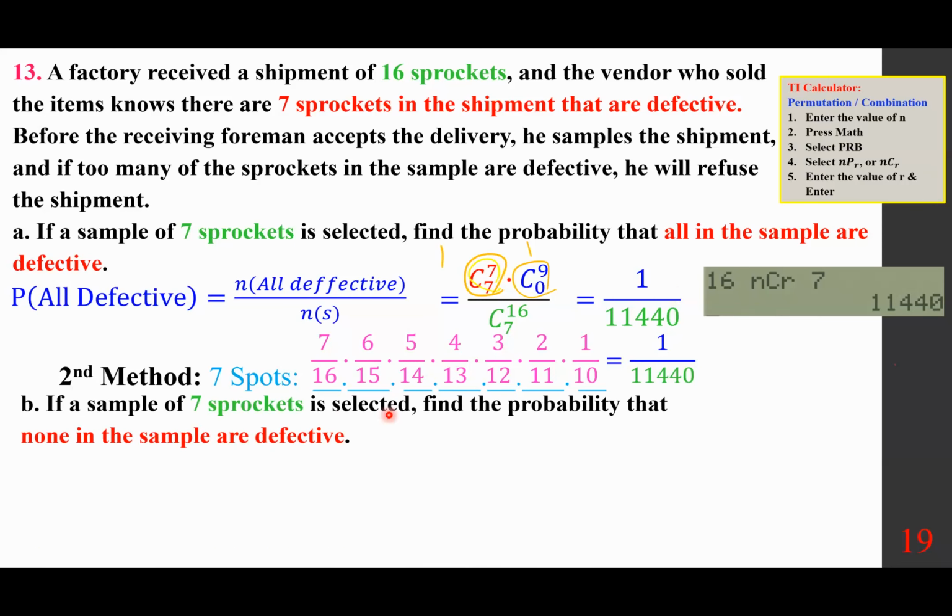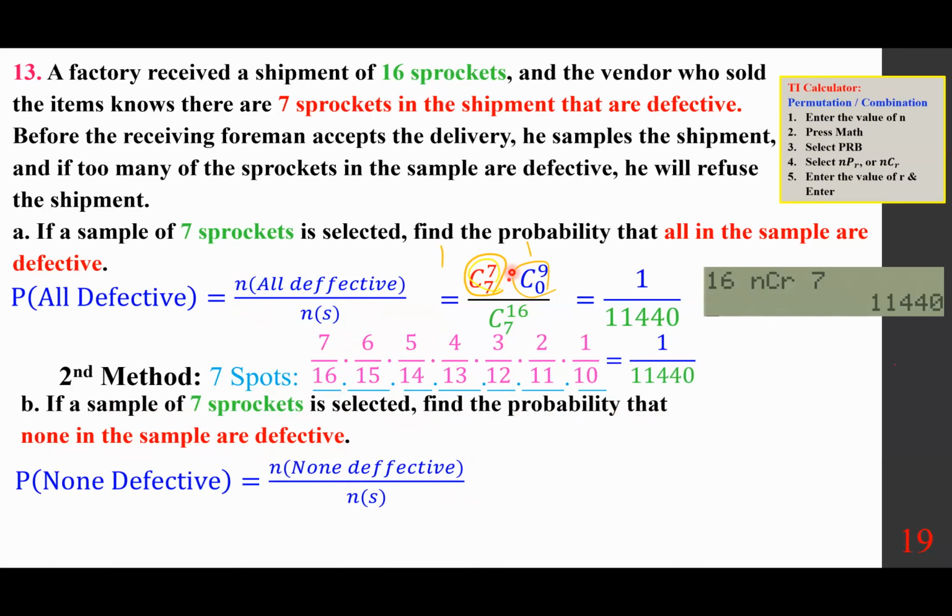Now, the same question, but this time we want to find the probability that none are defective. So if a sample of 7 sprockets is selected, find the probability that none in the sample are defective. So we're going to go with the same formula, and on top we're going to put n of non-defective. So the denominator remains the same, C of 16, 7. So the denominator, we have no problem with that.